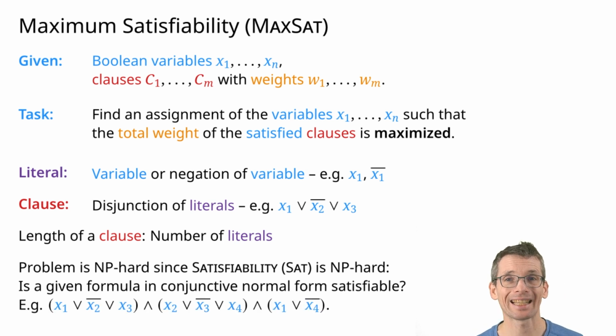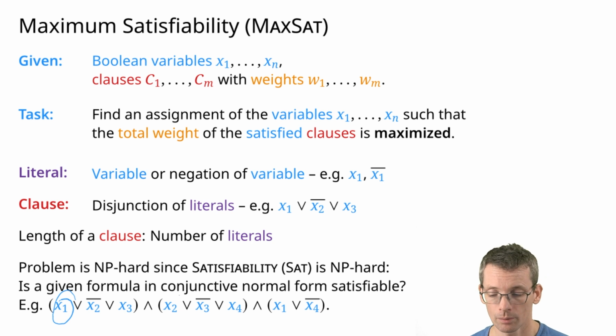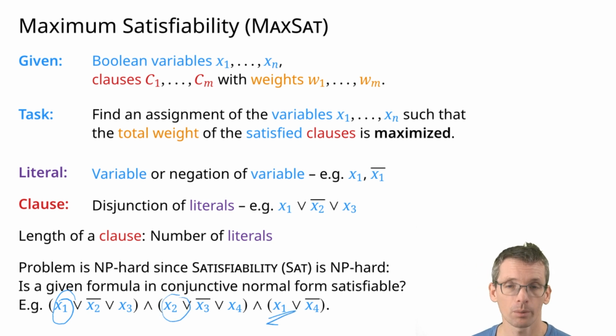Let's take a look at an example of a Boolean formula. So here we have a Boolean formula in conjunctive normal form. Is it satisfiable? Yes, it is. For instance, by setting x1 to true, x2 to true, then all three of the clauses are satisfied, and x3 and x4 actually don't matter anymore.